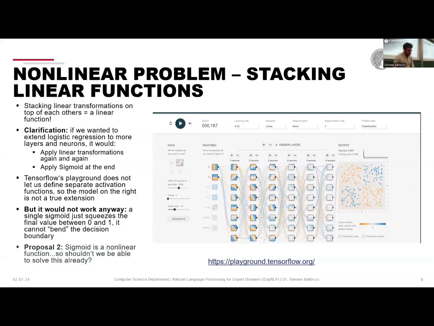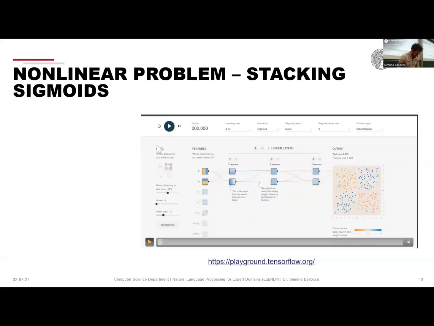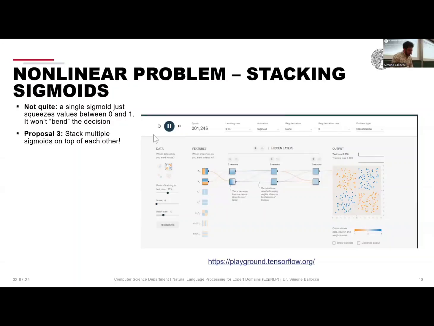So proposal 2: sigmoid is nonlinear. Should we be able to solve this problem? We said no, because it's only one sigmoid at the end of the network. But if we stack the sigmoids, perhaps something may happen. As we said, one sigmoid doesn't work. It won't bend the lines and the decision boundary. So if we stack multiple sigmoids, we are sorted, because it's a nonlinear function. If you pass two sigmoids, they are now curves, not lines. If we combine curves, we get cones, circles, and so on.